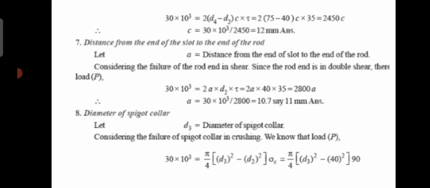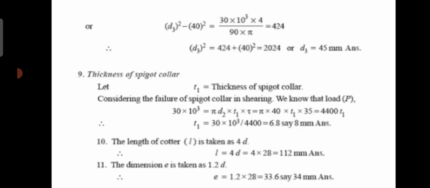Then we are going to find the diameter of the spigot collar, d3. P equals π/4 (d3² − d2²) × σc. After substituting the values, P equals 30 × 10³, d2 equals 40, σc equals 90. If you simplify this term, we can get d3 equal to 45 millimeter.